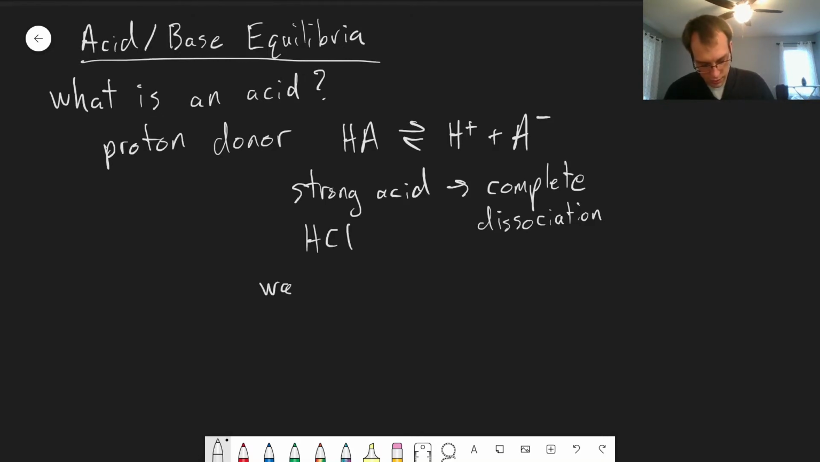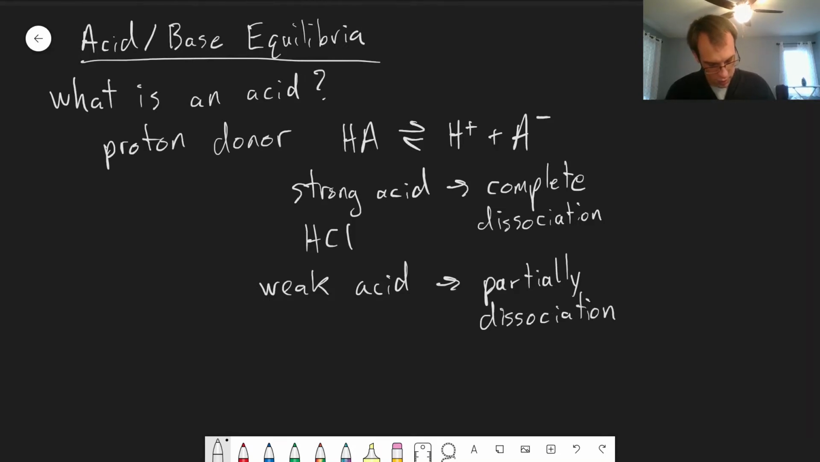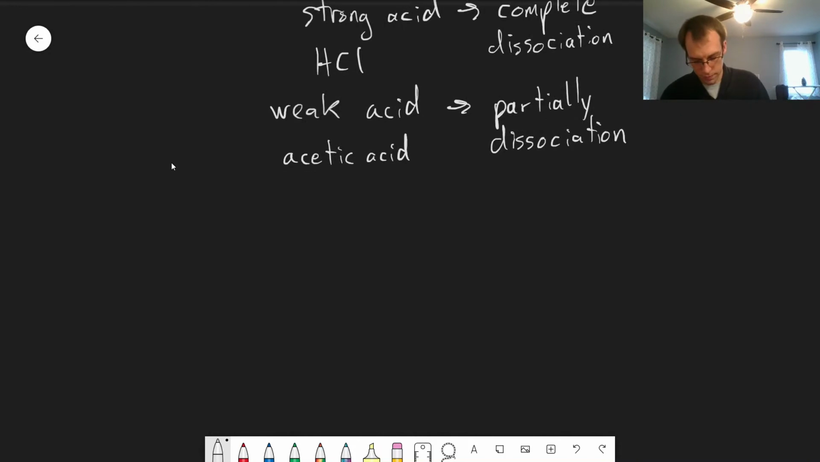A weak acid only partially dissociates. And in some cases, not very much at all dissociates. So something like acetic acid is a very common example of a weak acid. If an acid is a proton donor, what is a base? A base is a proton acceptor.